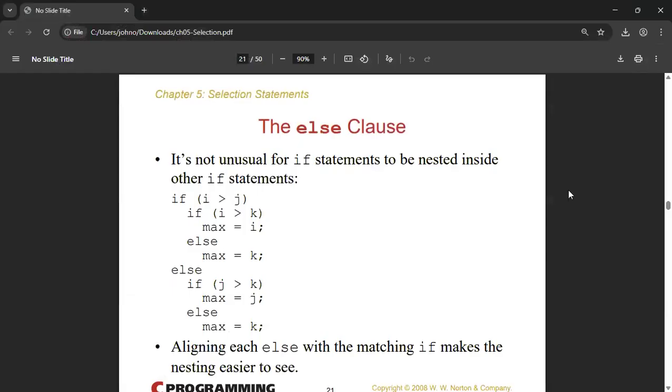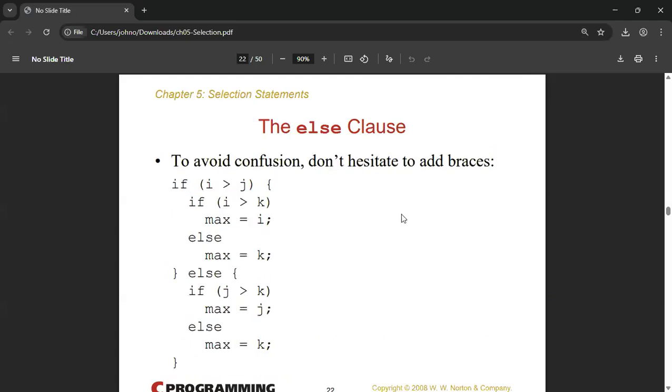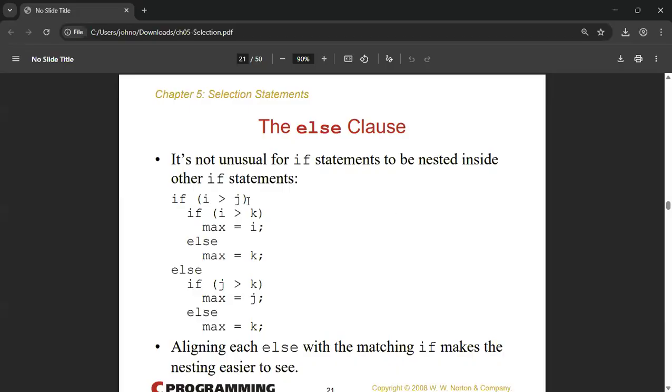It's not unusual for if statements to be nested inside other if statements. Okay, this is not new to you. I already demonstrated it to you in the previous example, that inside of the if, we can have another if and its own else. And this if has its else. But to avoid confusion, it's best you put curly braces here and here so that you group this code as a body of this if.